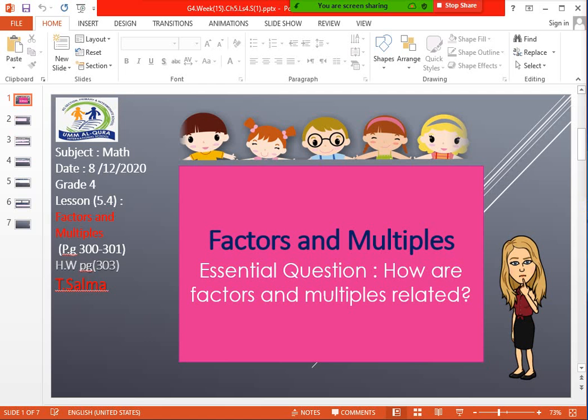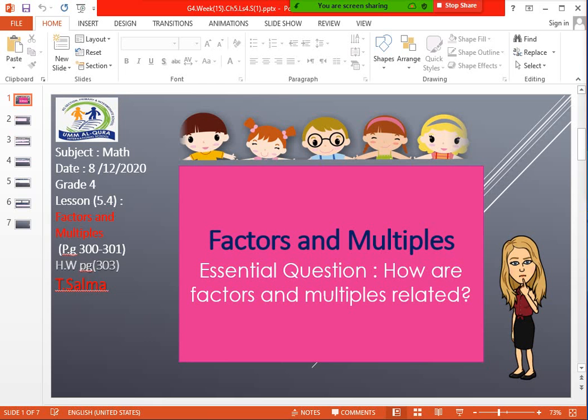Okay, so, girls, today we will start a new lesson, but we will continue with the same idea, the factors. Yesterday we talked about how we will relate the factors with the division or the divisors.